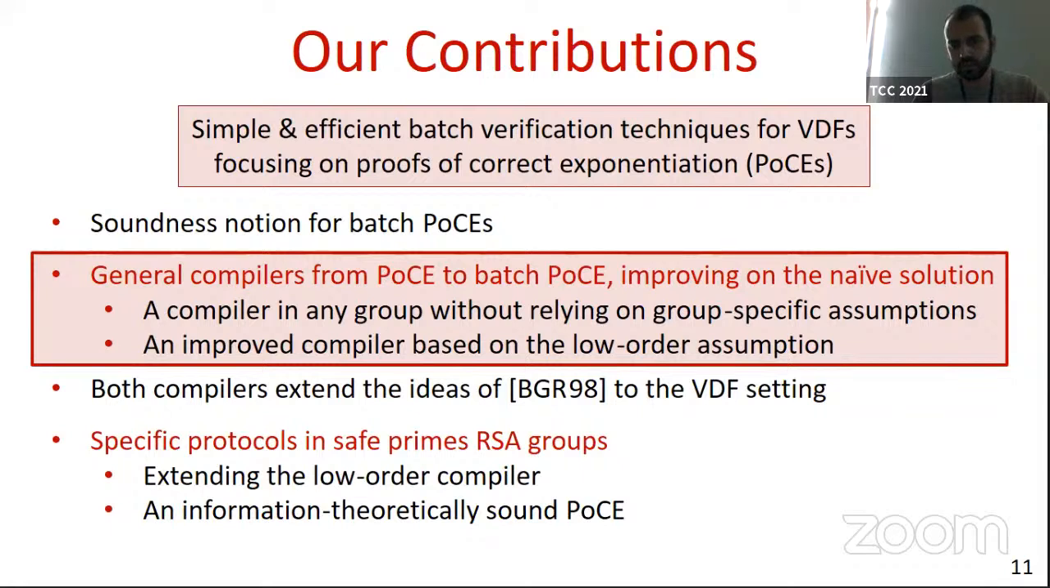Now, the low order assumption essentially says that you cannot come up with a group element that has low order together with the order. It's not hard to see that this assumption doesn't hold in RSA groups, since -1 is always an element of order 2 in the group. So we also have specific protocols for RSA groups for the case where the modulus is the product of two safe primes. First of all, we show how to extend the low order compiler to such groups. And we also present an information theoretic proof of correct exponentiation in these groups that has better parameters than the information theoretic protocol of Block et al.